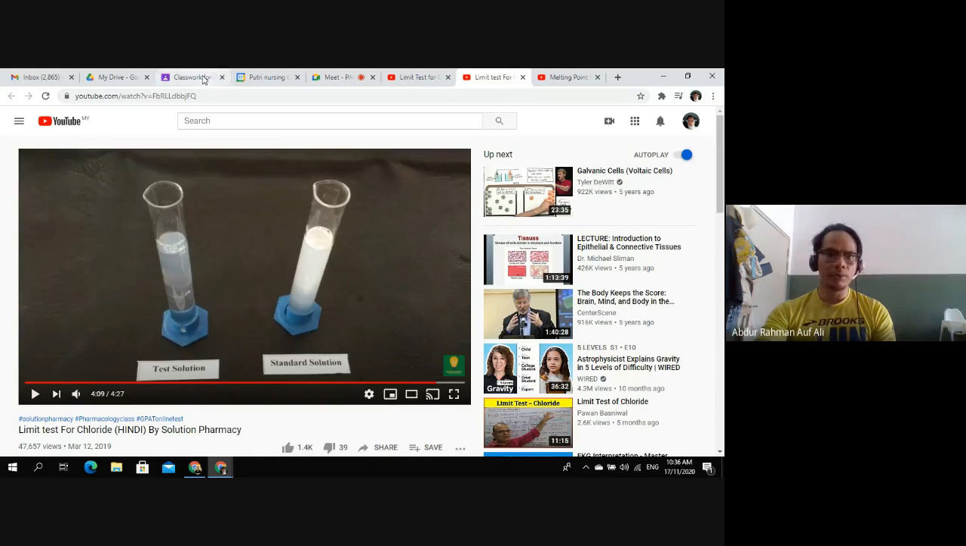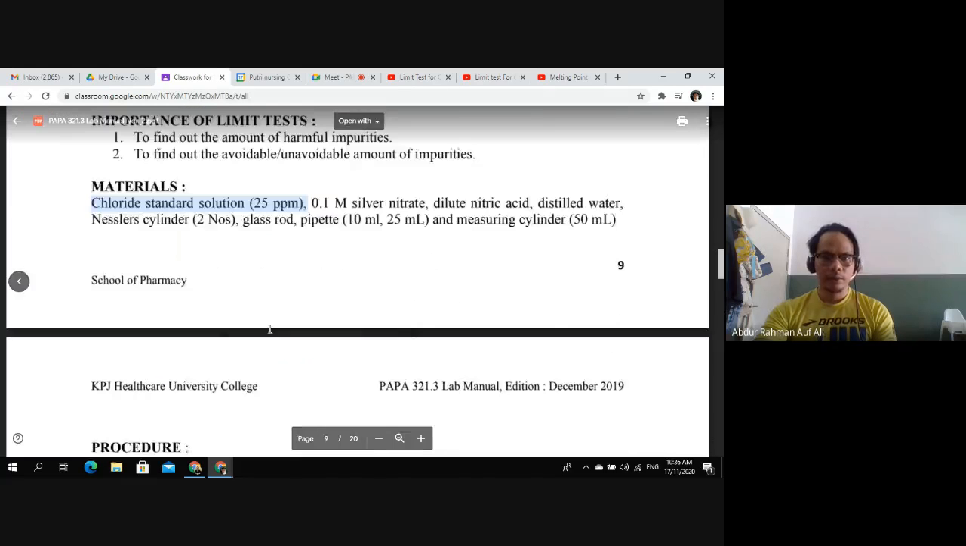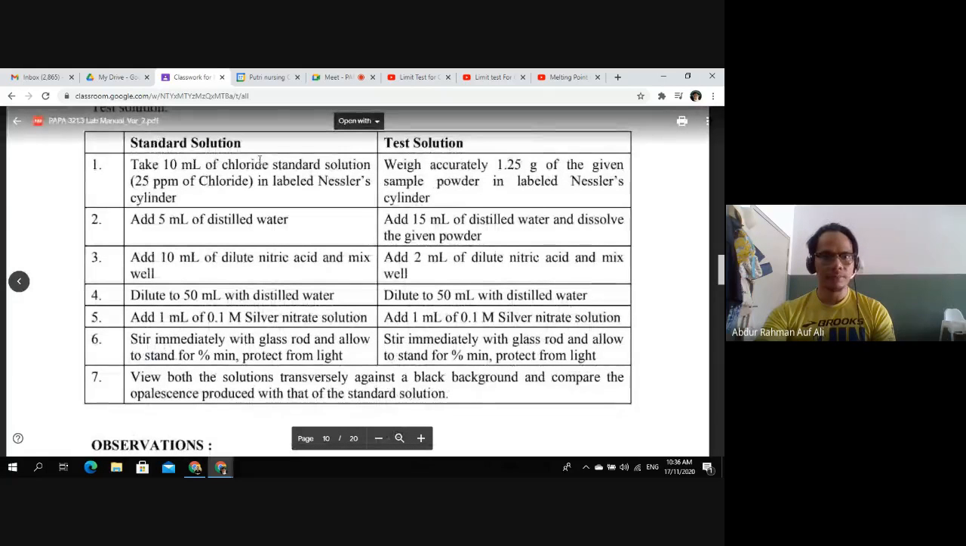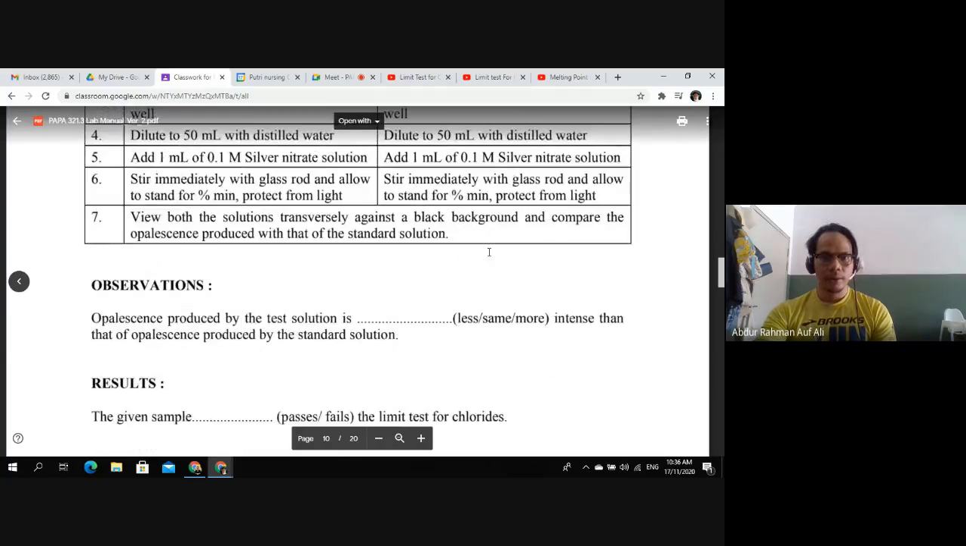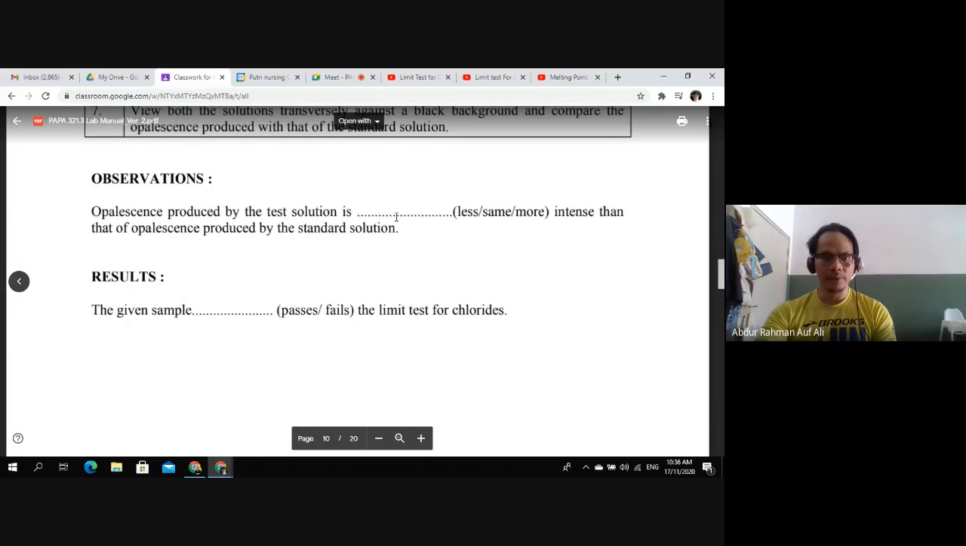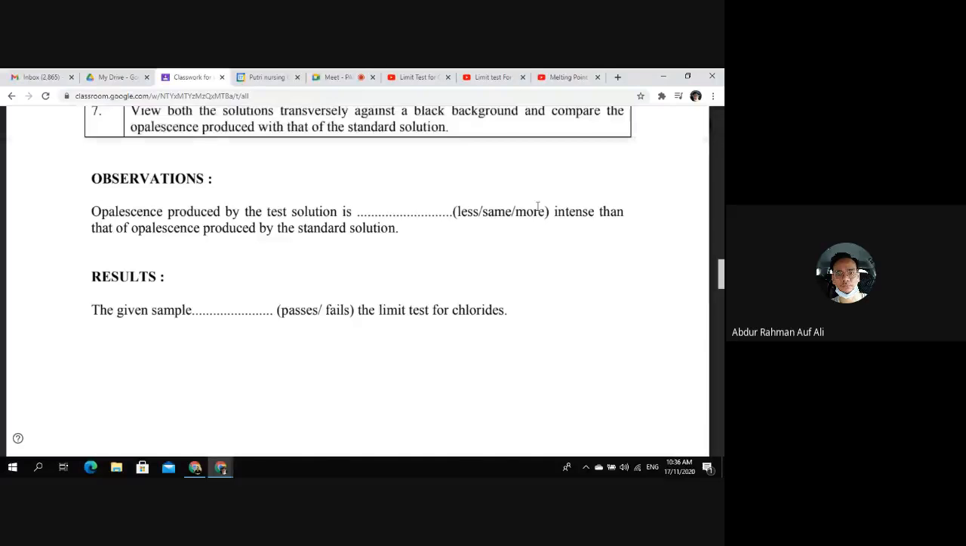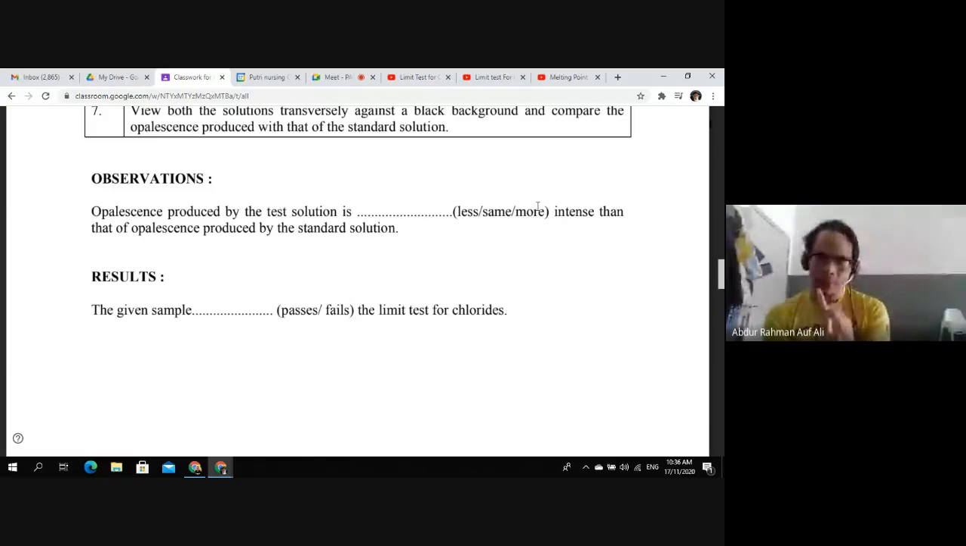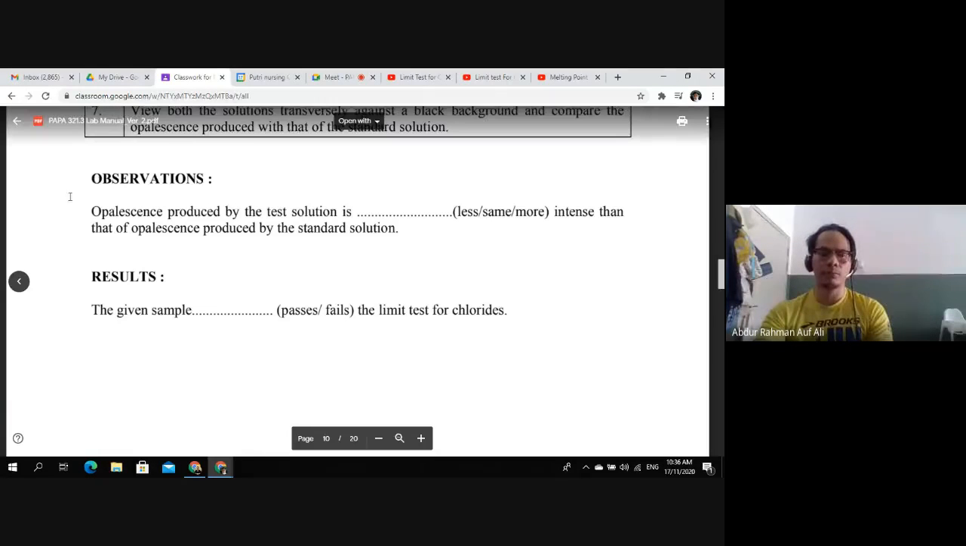Okay, so let me buka balik the lab manual. So this is the procedure, the same step macam dalam video kamu tengok tadi. And then observation, tengok siapa yang lebih opalescent. So kat sini dia cakap opalescence produced by more. So kalau dalam makmal saya akan ambil 3 chloride daripada standard. Satu sampel lagi ada kurang chloride daripada standard solution. Dan satu lagi tidak ada chloride langsung. So it contains less.